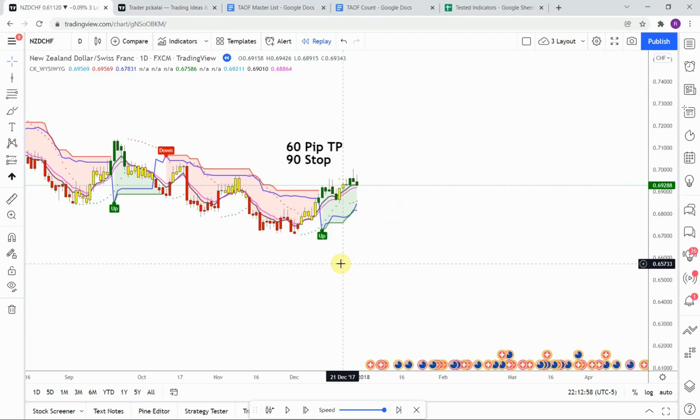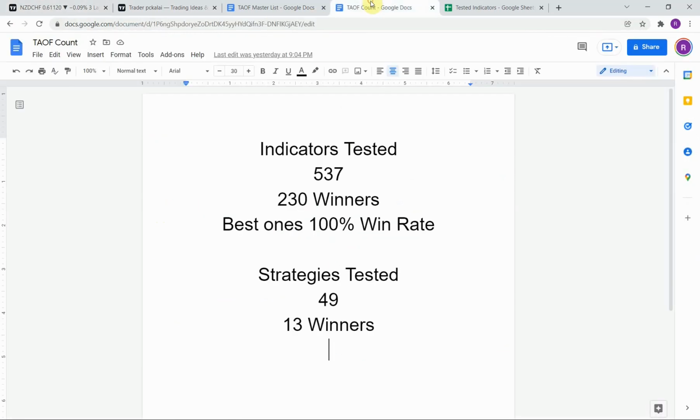Alright, as I said, today we will be testing the Trade What You See indicator. Before we do though, I wanted to put the testing scoreboard up for everyone to see. To date, we have tested a total of 49 different strategies, with 13 of them being profitable. We've also tested a total of 537 indicators, with 230 of them being winners.